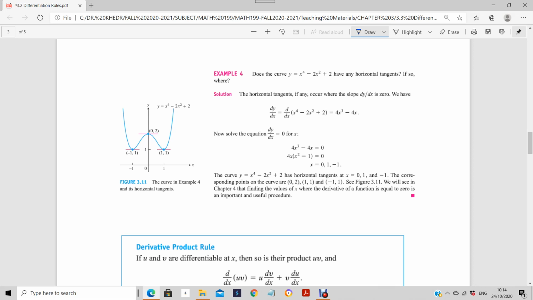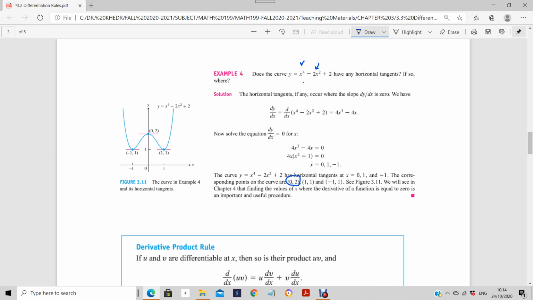To identify the location of those points, you need to find the value of the function at each of these x values. So when x equals 0, you substitute it in the function of y, and you will get y equals 2. Then you will get the first point with the coordinates of 0 and 2. And then to find the second point where the graph of the function has a horizontal tangent line, you have to substitute x by 1.